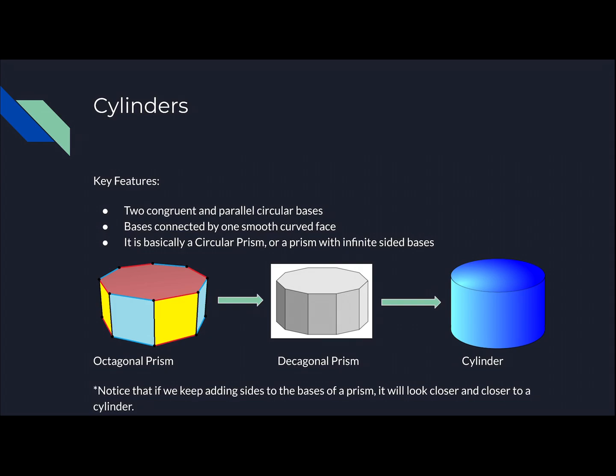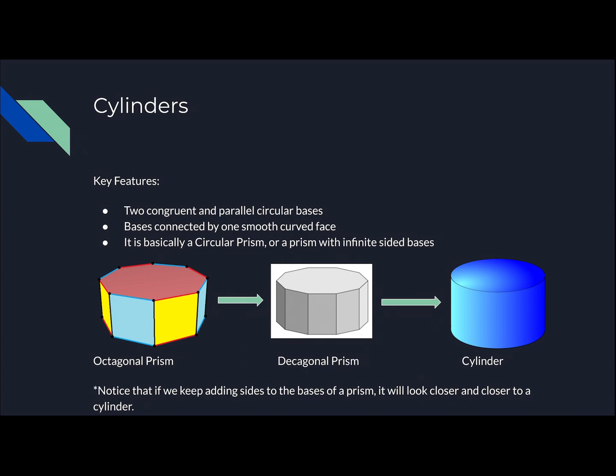Then we have what are called cylinders. The difference between a prism and a cylinder is that the cylinder has 2 congruent and parallel circular bases. So automatically we know that the top and bottom are always going to be circles. Now, the bases are connected, instead of having faces like the drum did, by one long, smooth, curved face.